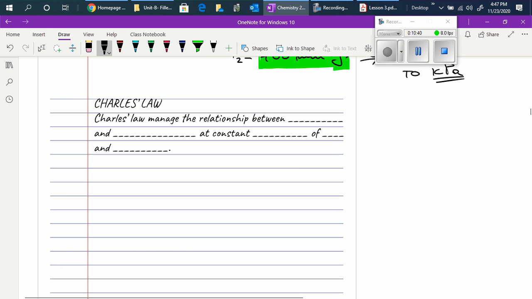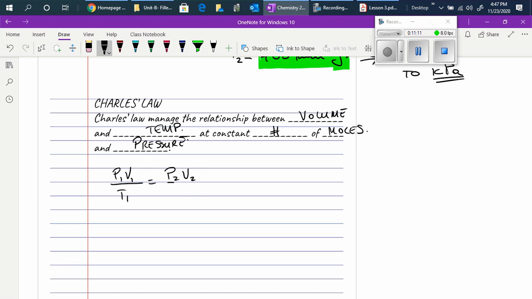Charles' law, the relationship that Charles found is between volume and temperature at a constant number of moles and pressure. So if we refer again to the combined law, P1 V1 over T1 equals P2 V2 over T2.